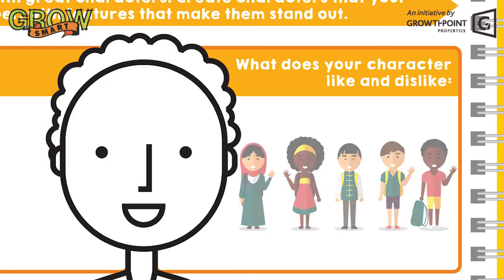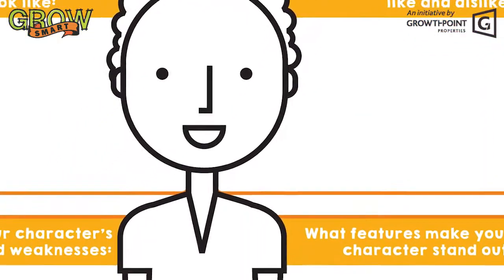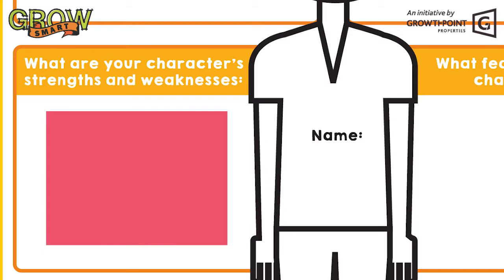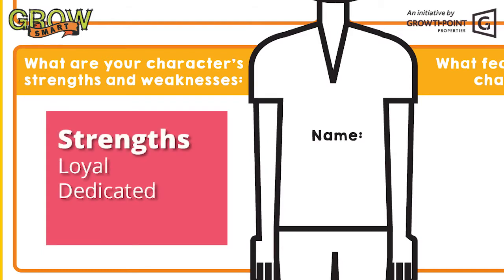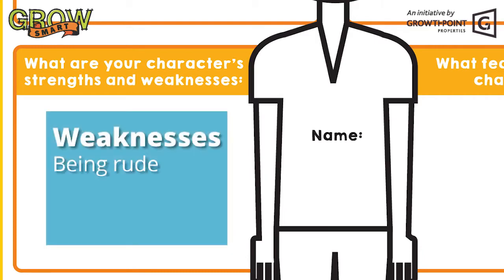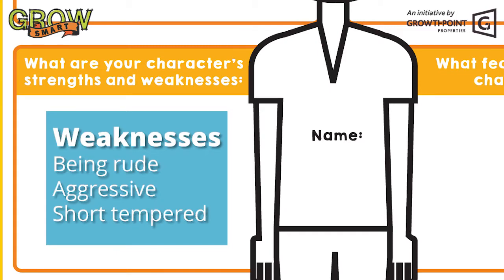Once you have chosen your character's likes and dislikes, you can decide on their strengths and weaknesses. In this section, you can also jot down some personality traits. For example, some strengths could include being loyal, dedicated, or hardworking. Some weaknesses could include being rude, aggressive, or short-tempered.